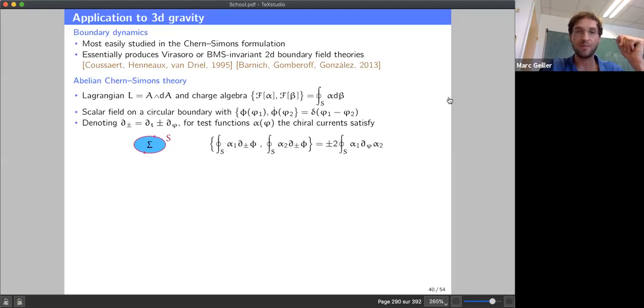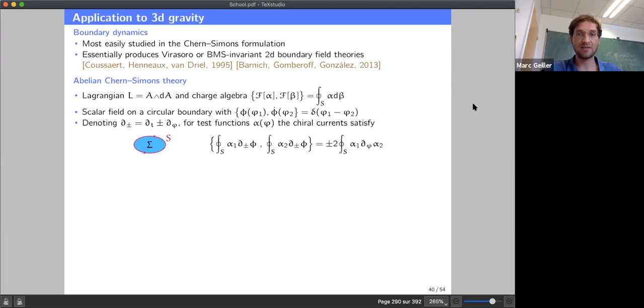So this is to show that this U1 current algebra with central extension of abelian Chern-Simons theory, there is a place where it also appears. It's when we look at the algebra of these chiral currents of a scalar field on the boundary. We get the same central extension, alpha 1 d alpha 2. I also invite you to check this as an exercise.